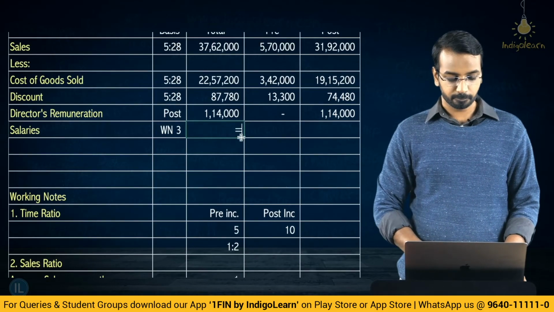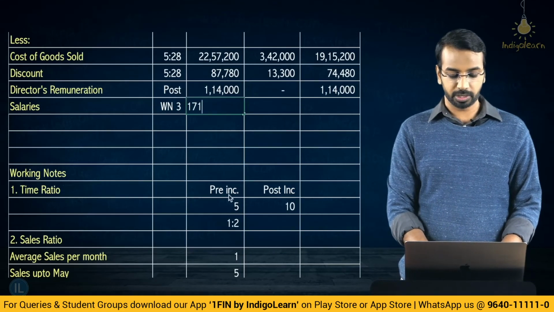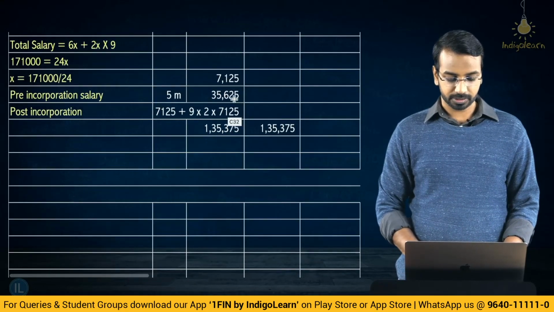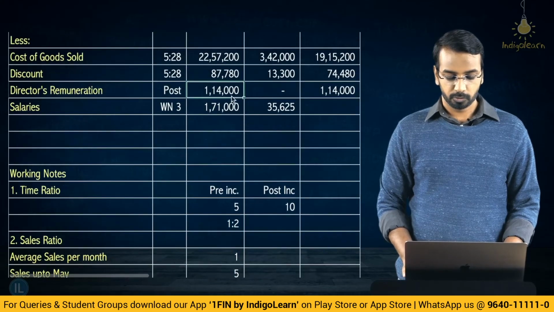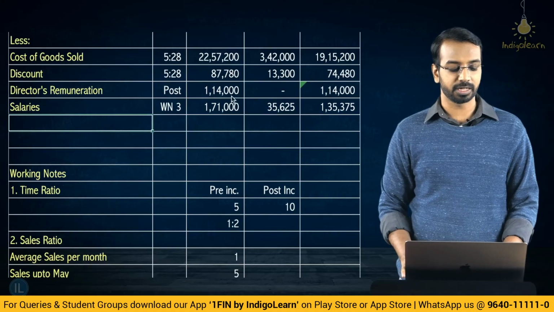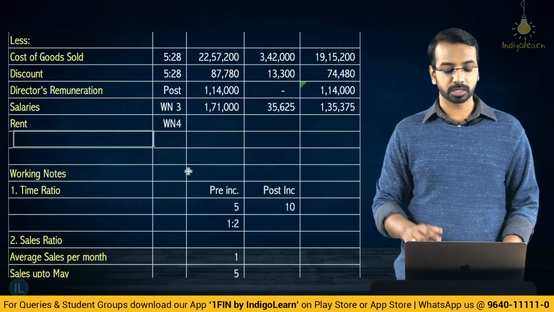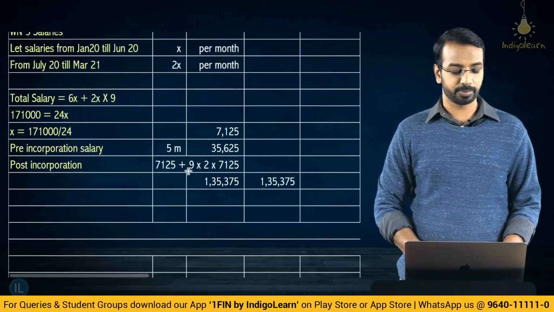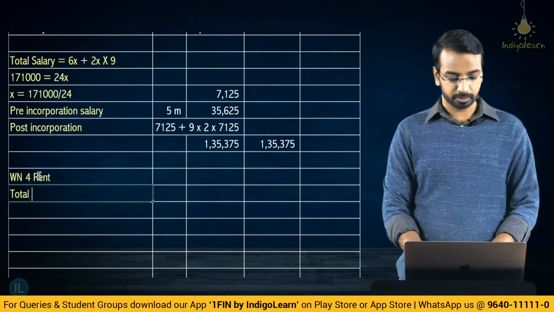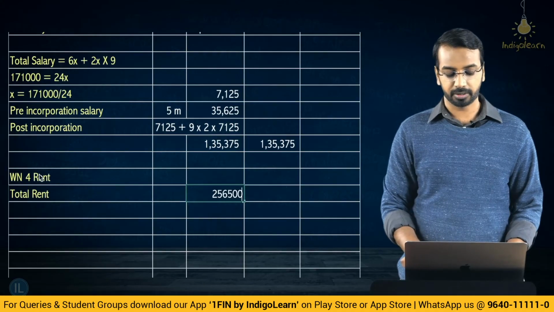So here we get 35,625 from January to May end. So here what is the total? 171,000. From January till May end it is 35,625, and for the balance period post incorporation, this minus this, it is 135,375. That is for salaries, right. Then now rent. Now when it comes to rent also we need to prepare a working note because an additional premise was taken on rent. So we will prepare one more working note. Working note number 4, rent, right. What is the total rent? The question mentions total rent to be 256,500.